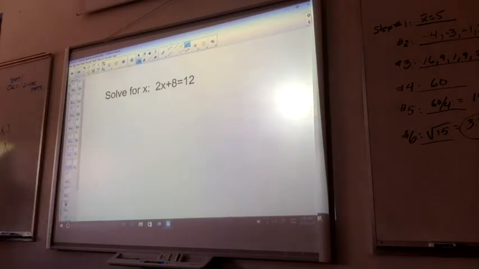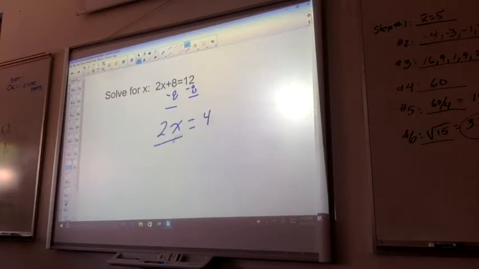Okay, problem number one. We're solving for x. We've done this before. This is review, yes? Yes. So the first step would probably be subtracting 8 from either side. I would think. And then the next step would be dividing each side by 2.